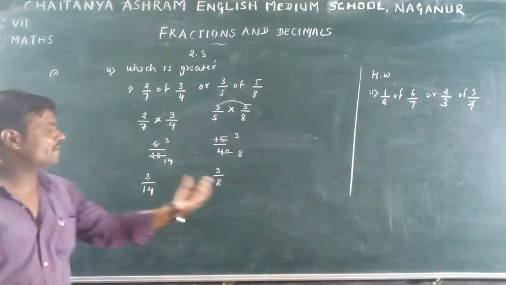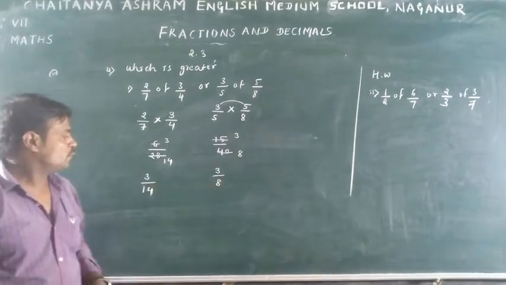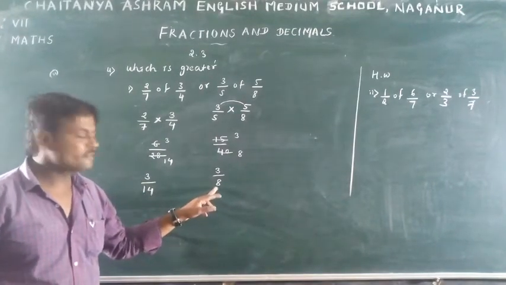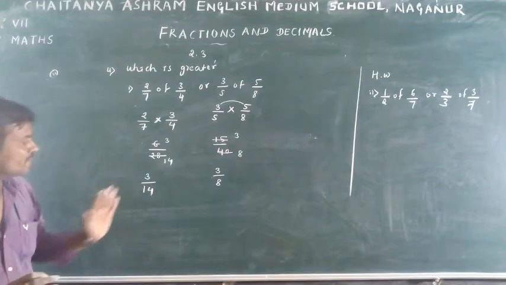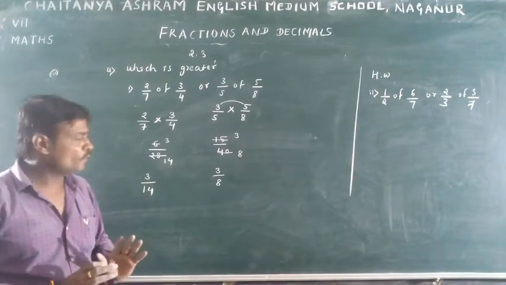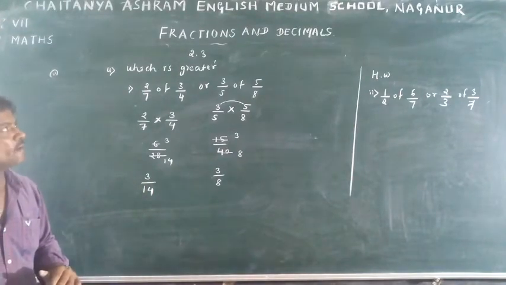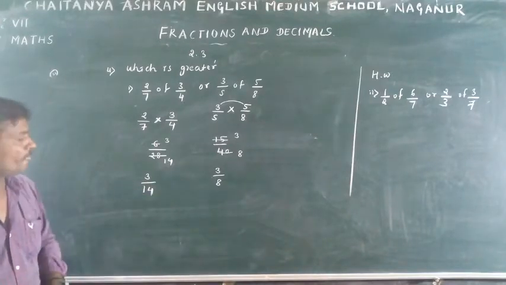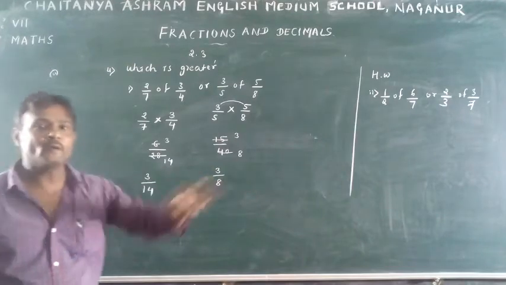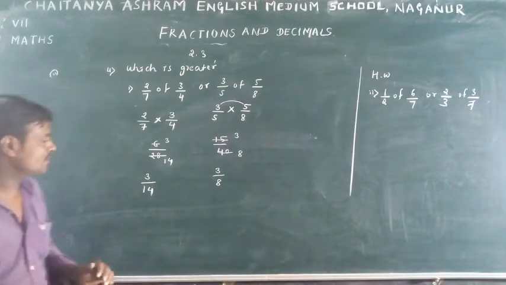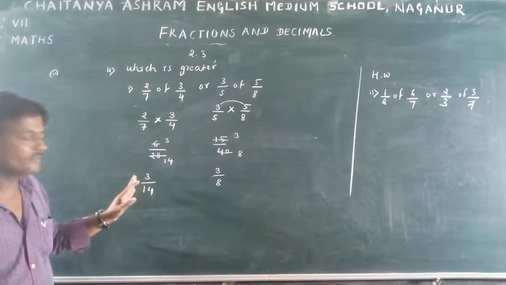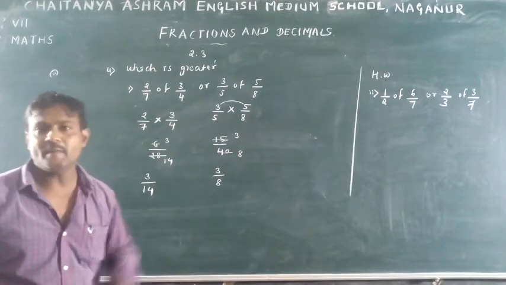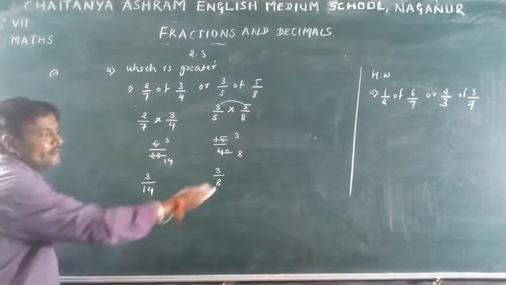Now which is the greater fraction? Observe that these two fractions have different denominators. In this case, it is not easy to judge which is the greater fraction. In exercise 1.1, we solved such sums, arranging the following in descending order. We do the same process. First, convert the unlike fractions into like fractions by taking the LCM of the denominators.